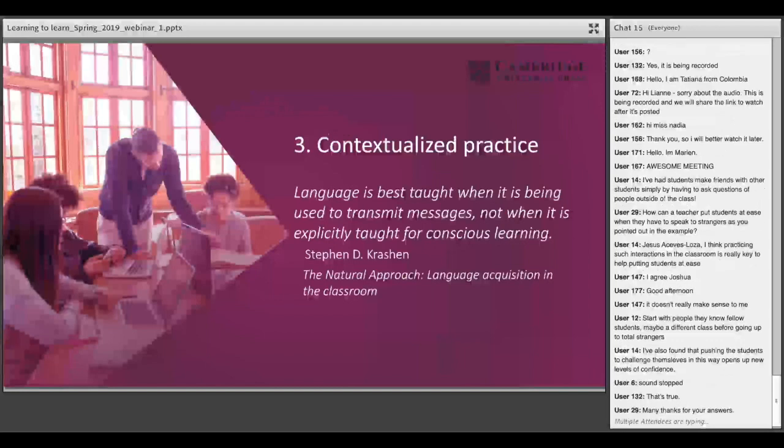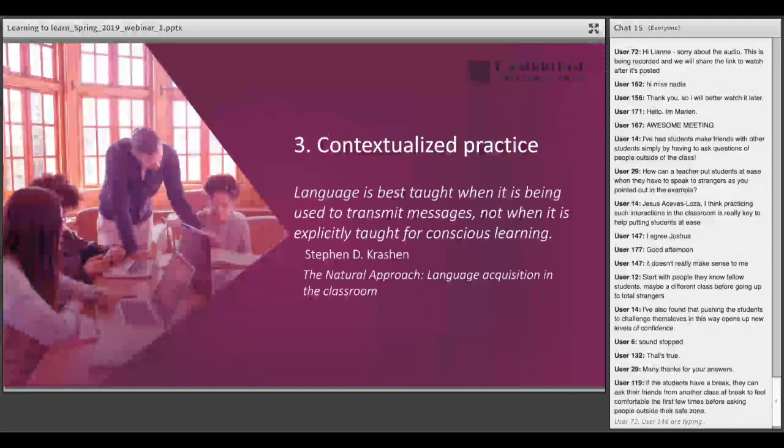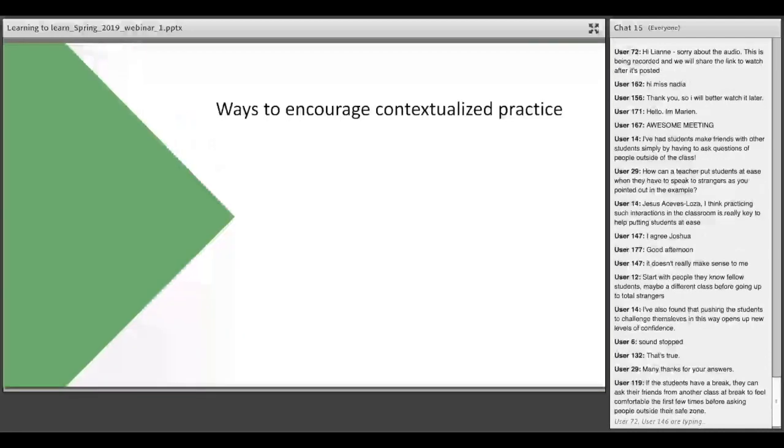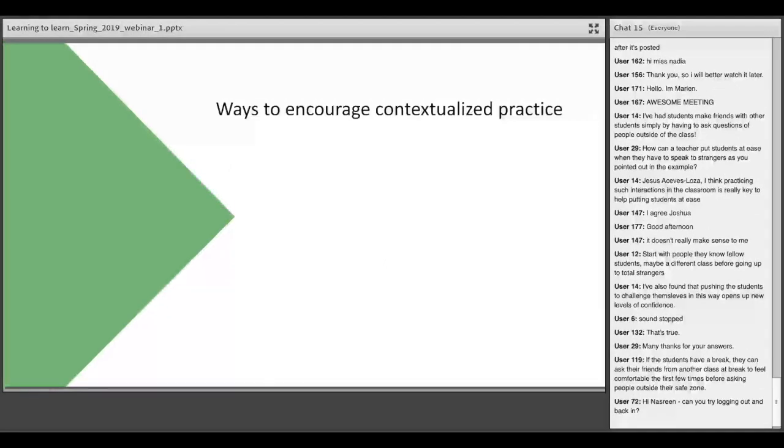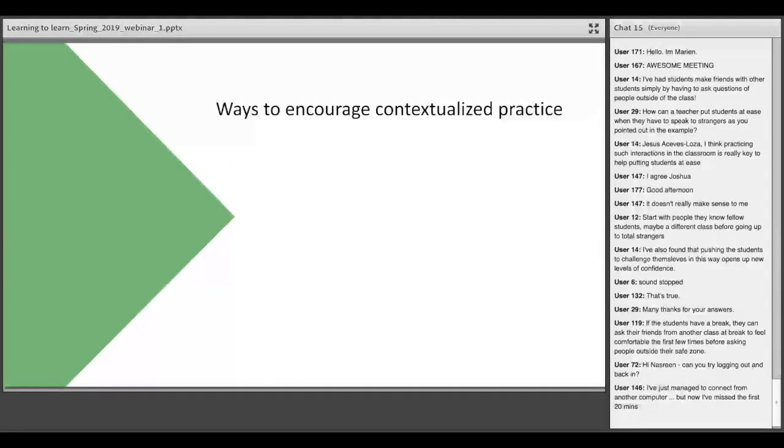And I think that in grammar classes particularly, it's really difficult for us to sometimes contextualize that practice because we have to provide practice, and part of it is going to be rote. It's going to be repetition and exposure to a form over and over, but it's also got to be meaningful. And that's what we're going to look at. We're going to look at some ways to encourage contextualized practice.